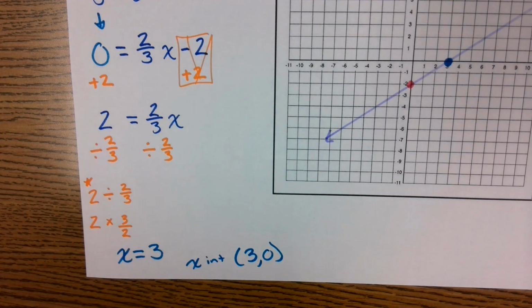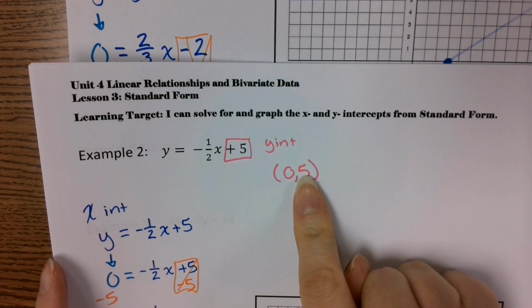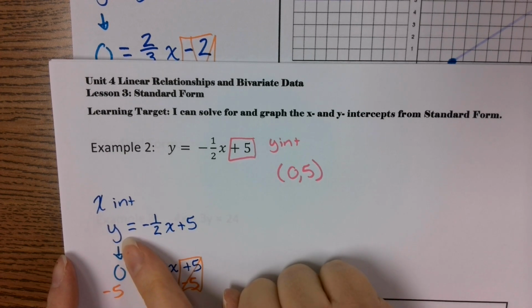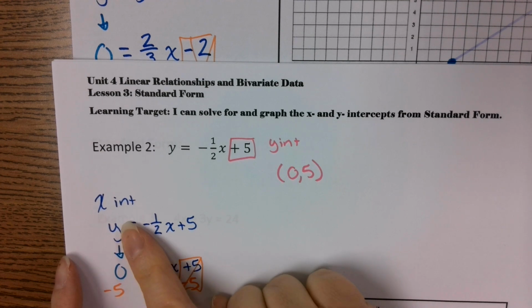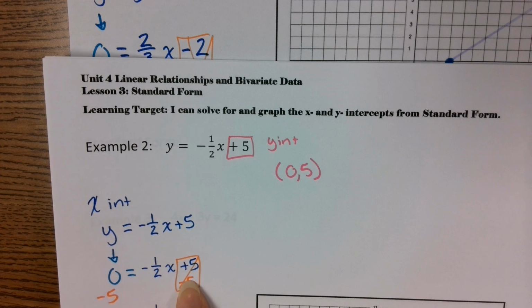So, first things first, the easiest thing to identify was your y-intercept. The y-intercept was a positive 5. Then we have to solve for our x-intercept. Remember, we replaced the y with a 0, because when we're solving for the x-intercept, y is equal to 0. So we have 0 is equal to negative half x plus 5.